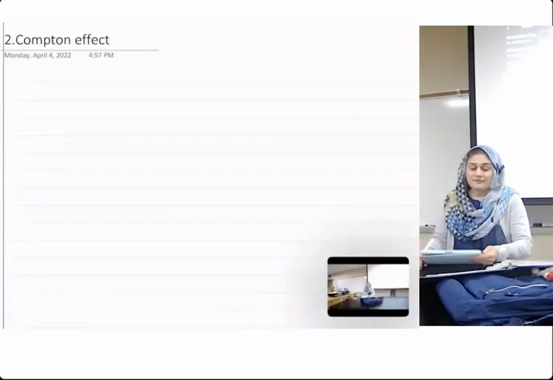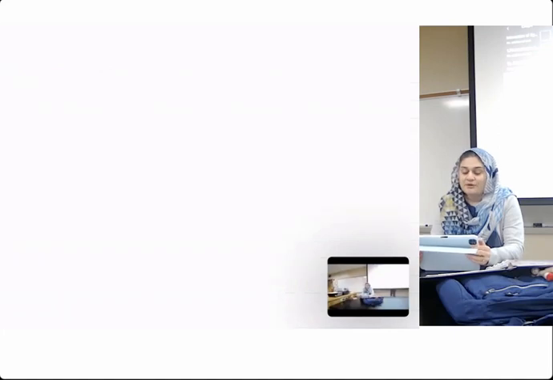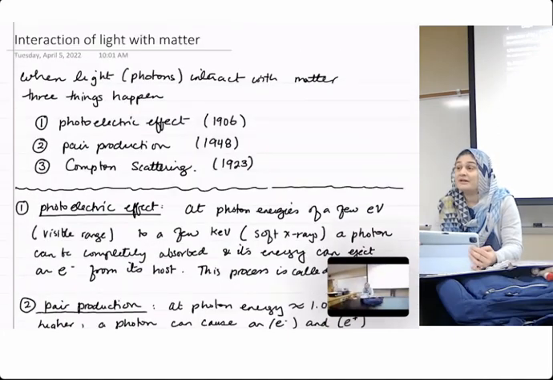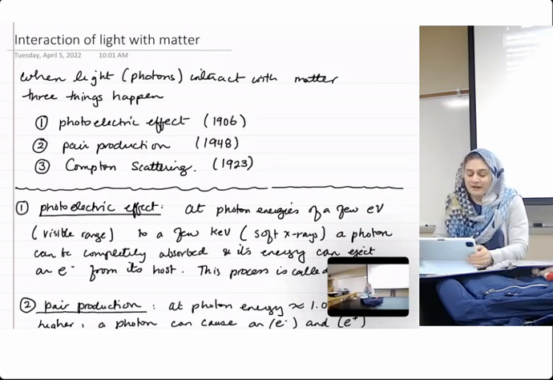Okay, so the plan today is to talk about Compton's effect. Remember when we started talking about it and we said that when light interacts with matter, three things happen. The first of them was photoelectric effect. The second was pair production. The third is Compton's effect, right? And so we are now going to do Compton's effect today, okay?